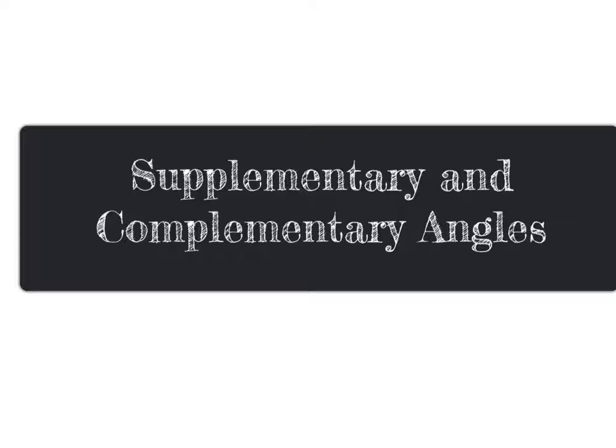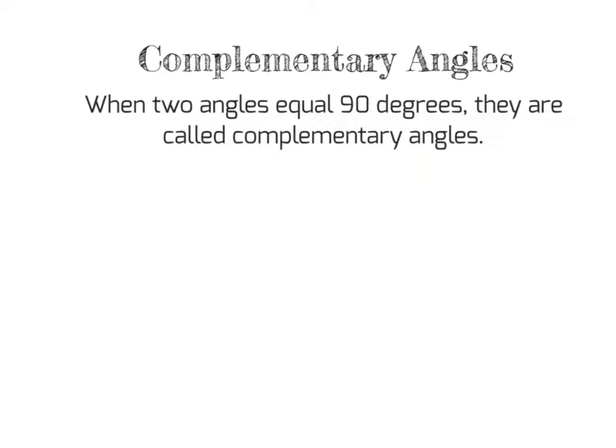It is called Supplementary and Complementary Angles, and you're probably wondering, well, what in the world is that? We have learned about angles, some different types of angles like acute, obtuse, right, straight angles, and we've talked a little bit about the degrees of angles, but we haven't talked about this yet. So let's dive in and learn what supplementary and complementary angles are.